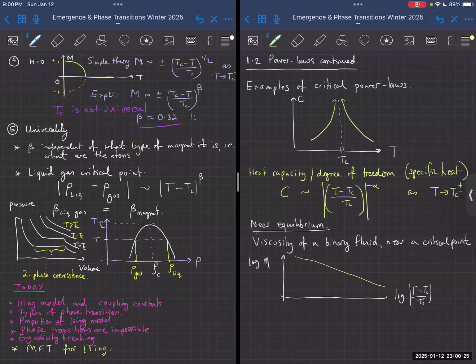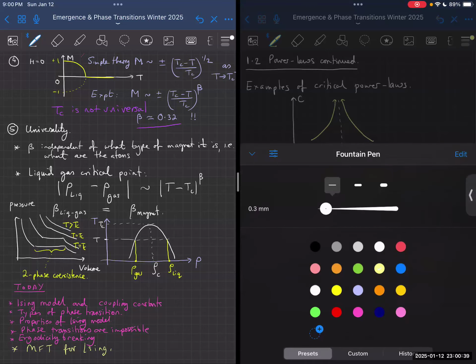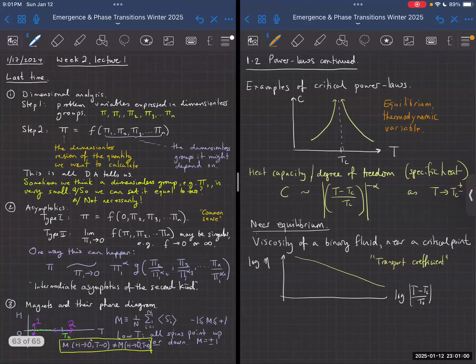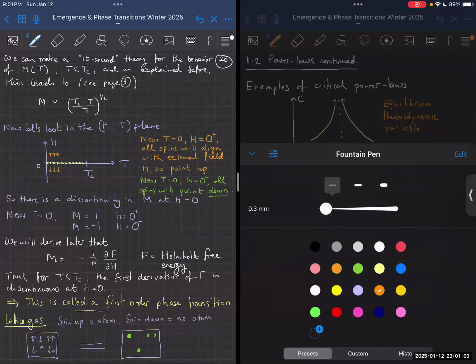This is a transport coefficient. It tells you about what happens when a fluid is sheared. The heat capacity, of course, is an example of an equilibrium thermodynamic variable. And so these are some of the examples of how you can get power laws in statistical mechanics.